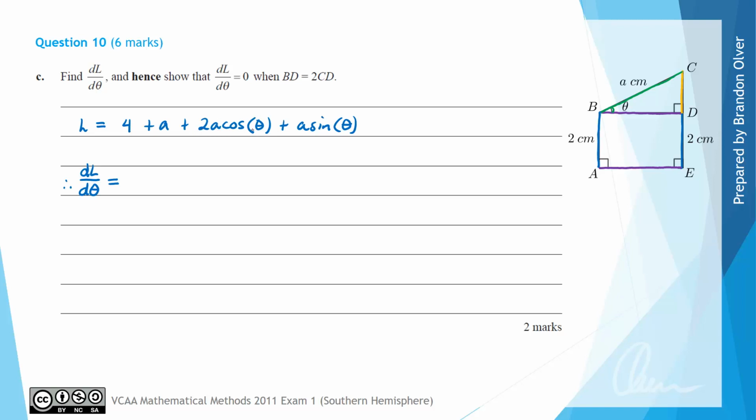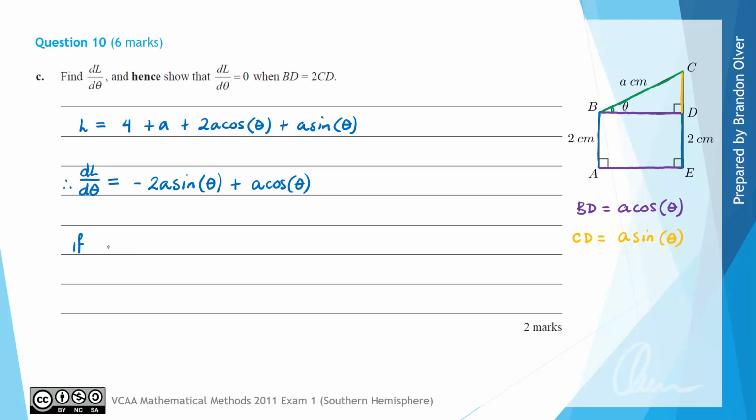So 2a cos θ is just going to derive 2. And cos goes to negative sin, so we get negative 2a sin θ. And then we add on to that, a sin θ will derive to a cos θ. Now, from before, we knew that BD is equal to a cos θ, and that's the purple line in this diagram, and that CD, which is in orange, was a sin θ.